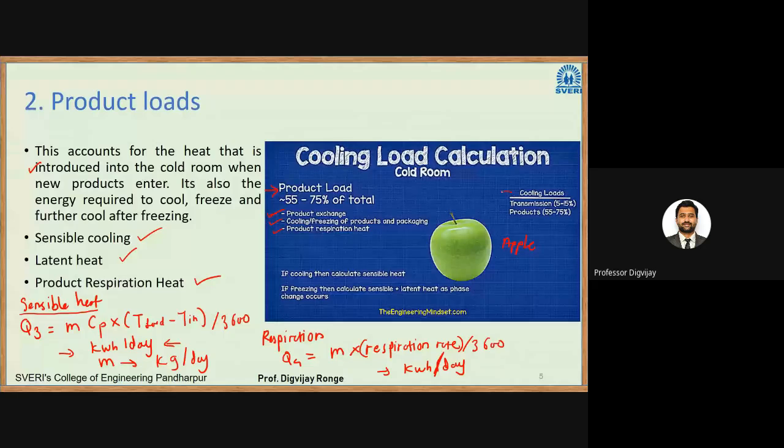So up to now we have considered first transmission, which is 5 to 15% of the total load, then product load, which is about 55 to 75%. It says if cooling, then calculate sensible heat. Only we have to cool, so no freezing is required. In that case, we have to take into consideration only sensible heat. If freezing, then calculate sensible plus latent heat as phase change occurs.